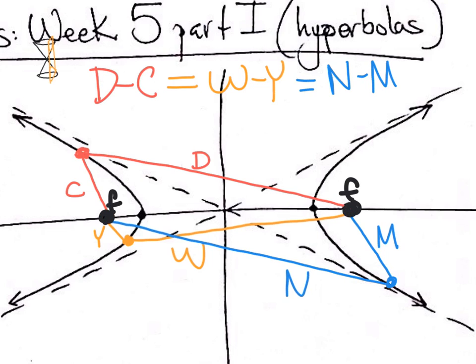Pretend that's all we have, and what we're looking at is some point, for example, this point in red: the distance to this focal point and the distance to this focal point. If this were an ellipse, we'd be adding them together, and the shape would look like this, but it's a hyperbola, so we're subtracting them. So D minus C is something. And if we pick any other point on the hyperbola, either side, for example over here, that will be the same amount as W minus Y. I'm just choosing these variables so I can represent them.